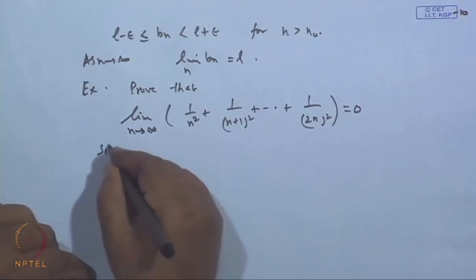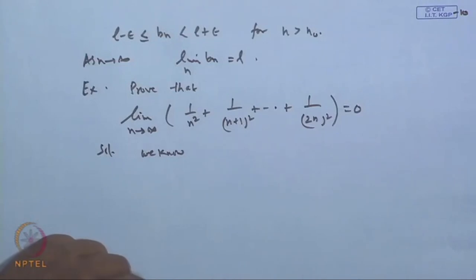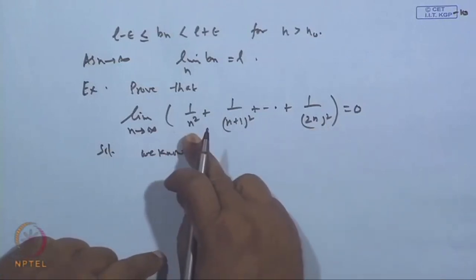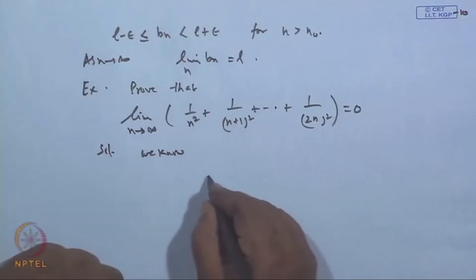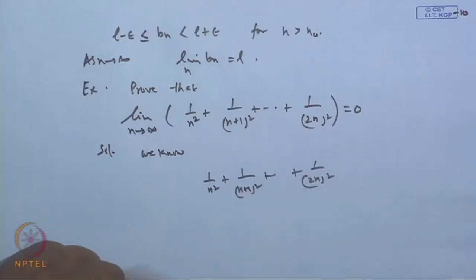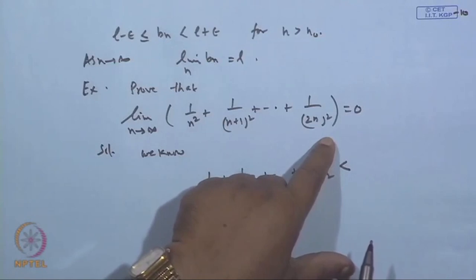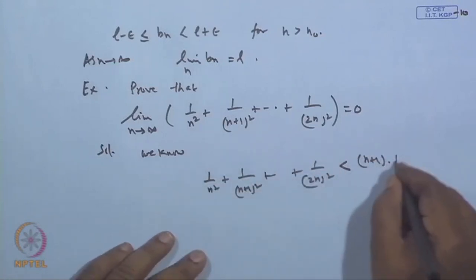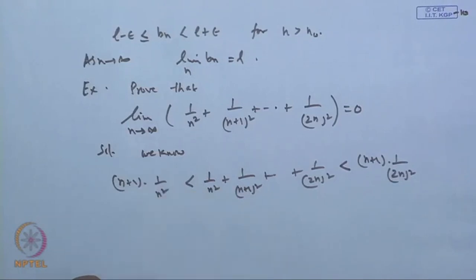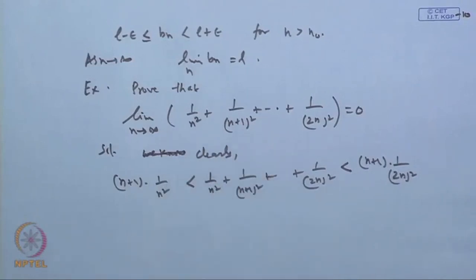So, we know that in the sum, the lowest term is 1 by 2 n square and the largest term is 1 by n square. So, this calculation shows that the sum of 1 by n square, 1 by n plus 1 whole square, and so on up to 1 by 2 n square will be less than, total terms are what? Starting with n to 2 n, so total terms are n plus 1, into 1 by n square, and greater than n plus 1 into 1 by 2 n square. Clearly, we get this, is it not?